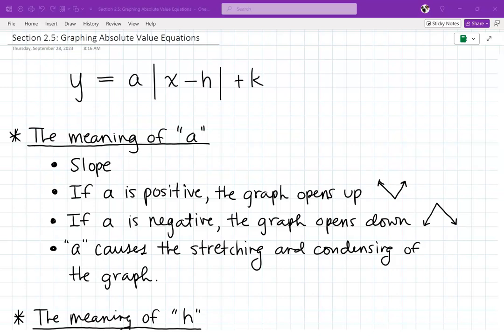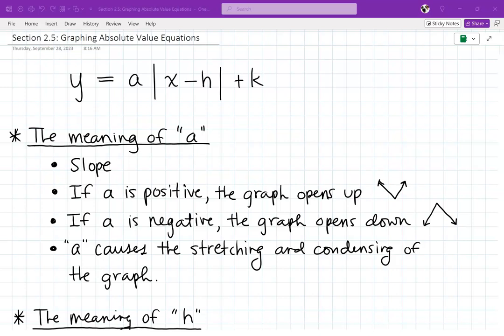If A is positive, the graph is going to open up. They're going to look like the letter V. Sometimes really thin V's, sometimes really wide V's, sometimes normal looking V's, but they're going to look like V's. If A is positive, the V will open upwards. If it's negative, it's going to open downwards.